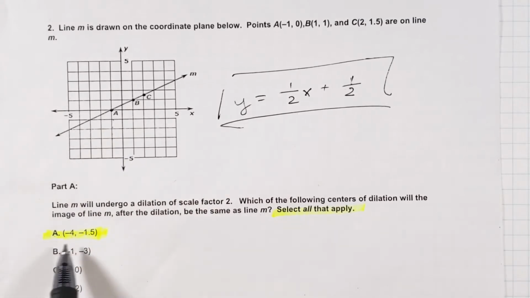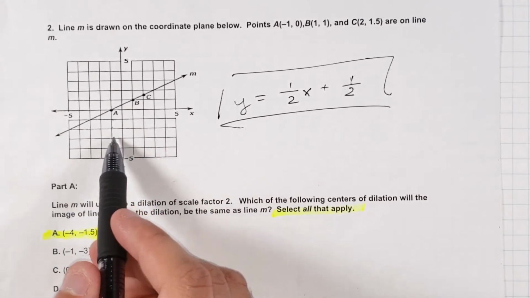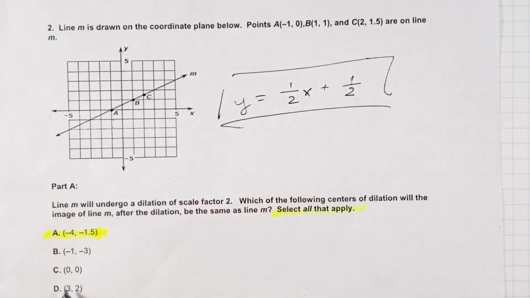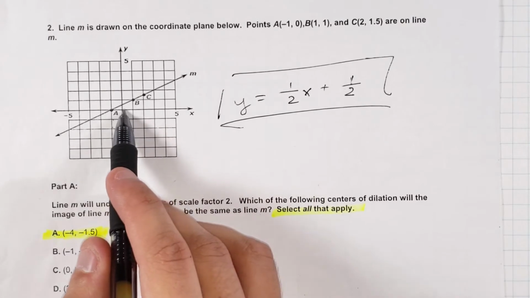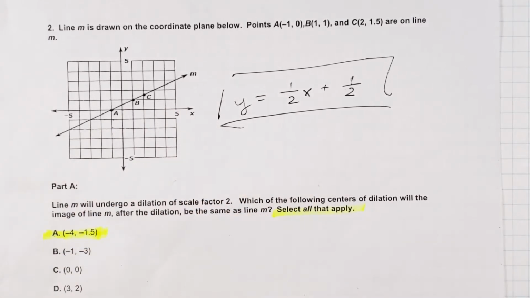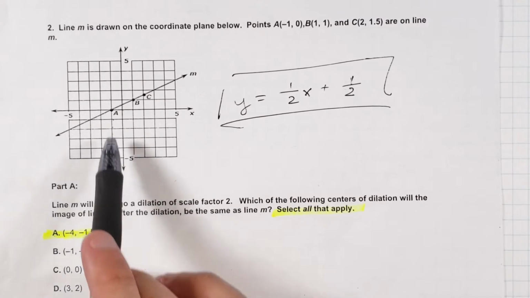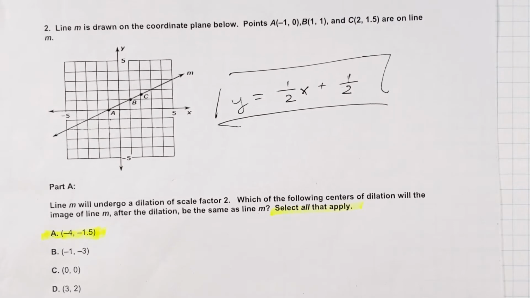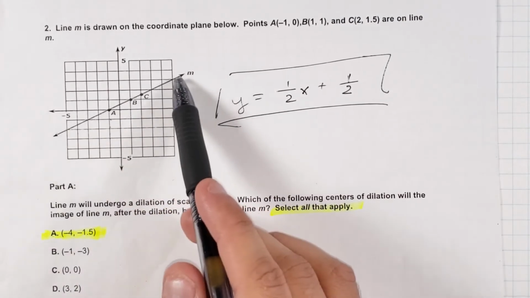So for example, if we were to choose letter B as a center of dilation, this line would move, for sure. All right. Letter C, (0, 0). No, that point is not on this original line. So if we chose it, it's not going to keep the line the same as line M, because it's not on the line. The only centers of dilation that keep the line from changing are centers of dilation that are on the line, right?